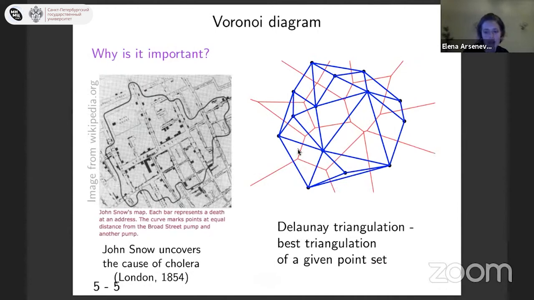Another important thing to keep in mind, I will not talk about it afterwards, but still, it's a dual graph of a triangulation, which is called Delaunay triangulation, and it's known as, in some senses, the best triangulation of a given point set, and it's widely used in computer graphics and other fields, where you need a good-looking triangulation or a triangulation with as few thin triangles as possible.